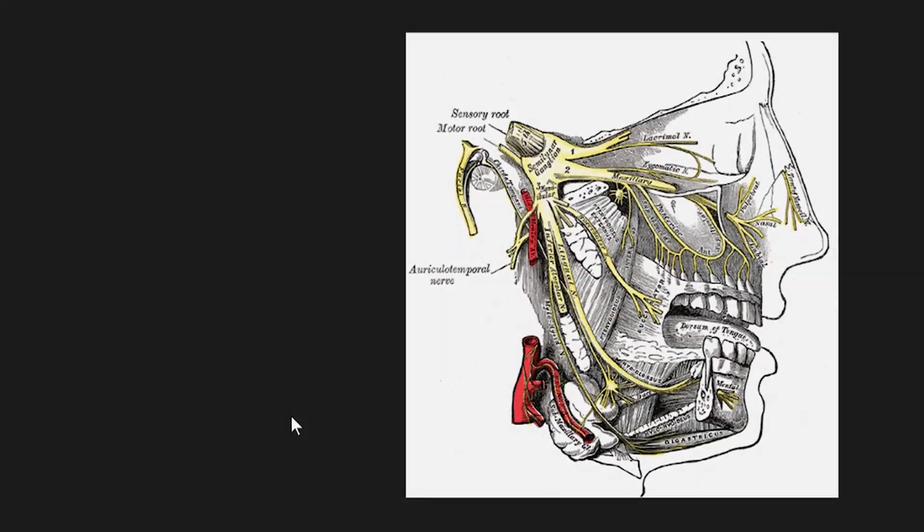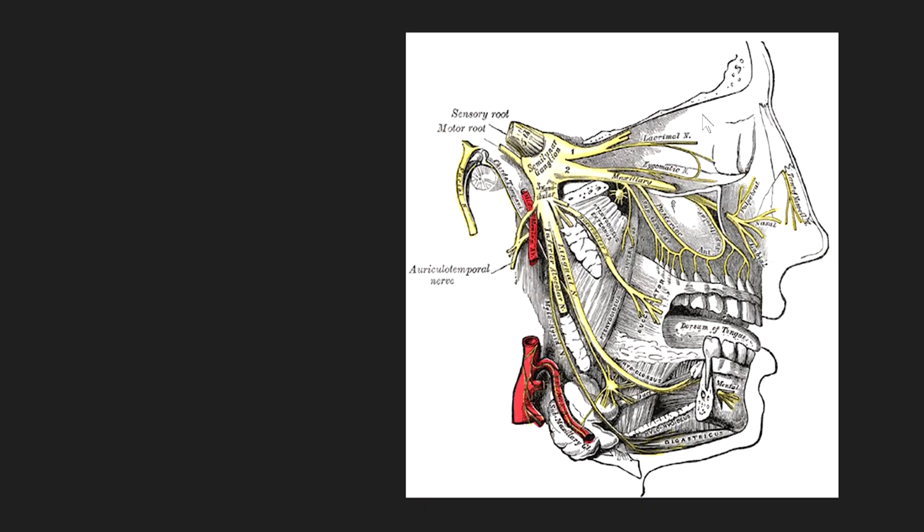Dr. P here talking about the first division of the portio major of the trigeminal nerve, the sensory division. The first branch of the sensory division, also known as the ophthalmic division, is seen right here, labeled number 1. Behind it is the Gasserian or semilunar ganglion and the portio major coming into it.